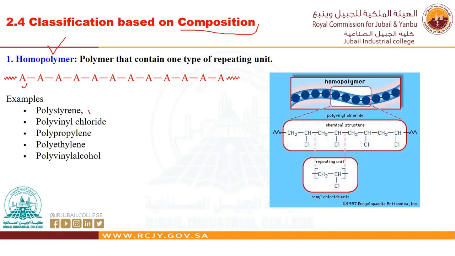For example, polystyrene is made from styrene, polyvinyl chloride is made from vinyl chloride, polypropylene is made from propylene, and polyethylene is made from ethylene. The repeating unit is just one type of repeating unit. As in this case, you have a polymer chain, and the repeating unit is vinyl chloride, so it is polyvinyl chloride.